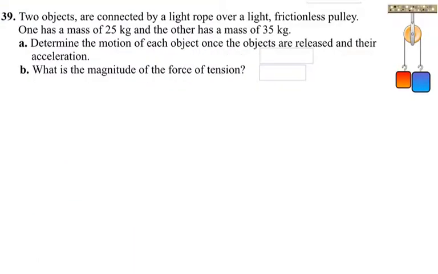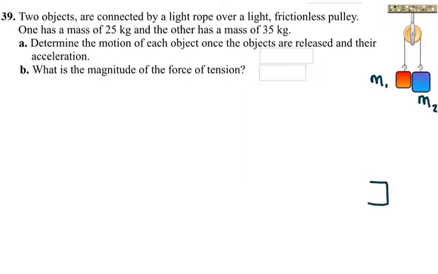Here's another question that I want to look at with you. This question says that two objects are connected by a light rope over a light frictionless pulley. One has a mass of 22 kilograms and the other one is 35 kilograms. Determine the motion of each object once the objects are released, their acceleration, and the magnitude of the force of tension. I'm going to draw the forces acting on each object. Let's say the blue one is going to be 35. Let me call this one M1, and this is M2. I'm going to redraw them.